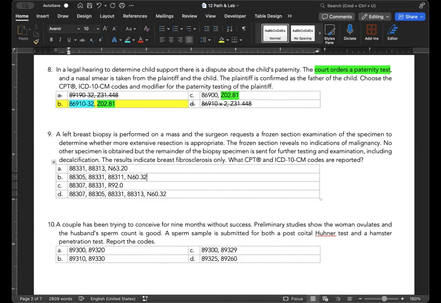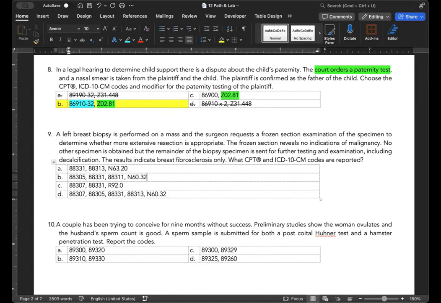Number 9, we have a left breast biopsy that's performed on a mass, and the general surgeon requests a frozen section examination of the specimen to determine whether more extensive resection is appropriate. The frozen section reveals there's no indications of malignancy. No other specimen is obtained, but the remainder of the biopsy specimen is sent for further testing and examination, including decalcification. And the results indicate breast fibrosis only.